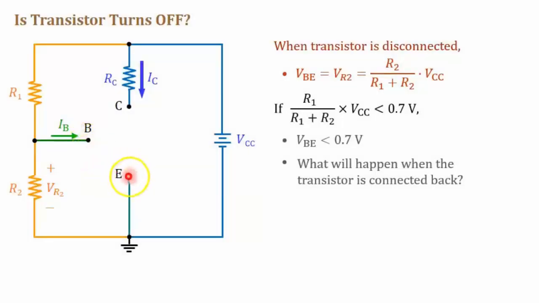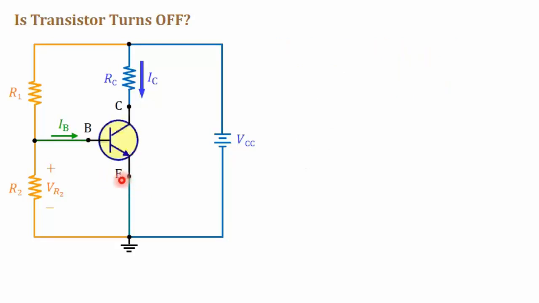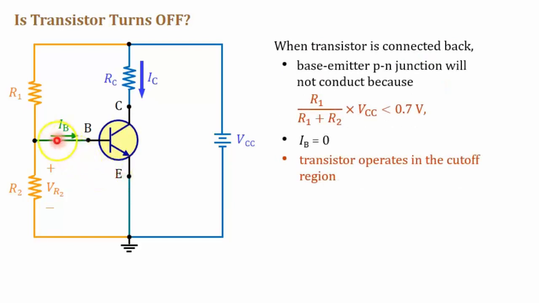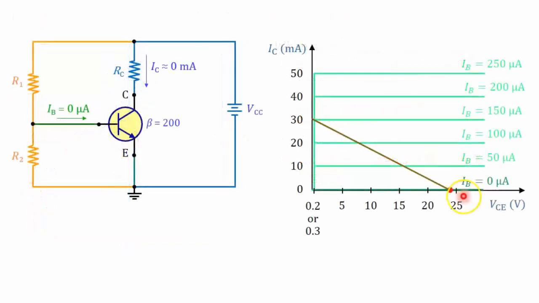Since VBE is less than 0.7 volt when the transistor is disconnected from the circuit, the base emitter junction will not conduct when the transistor is connected back to the circuit. Therefore, IB is equal to 0 and the transistor operates in the cutoff region. When the base current is equal to 0, the collector current is approximately equal to 0, and the voltage difference across the collector and the emitter is approximately equal to VCC.